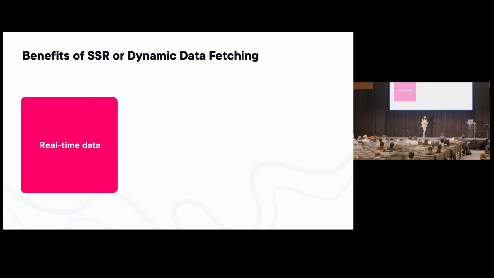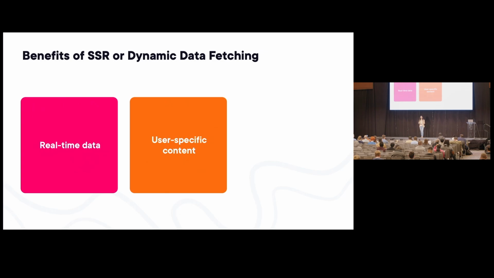So this would be things like, let's say you have an app like Amazon and you want cart updates. That would be real-time data. We don't want to mess with that. And we want that updated every single time the user hits that page. And we have user-specific content, so we can't share all of this across a cache, across deployments.